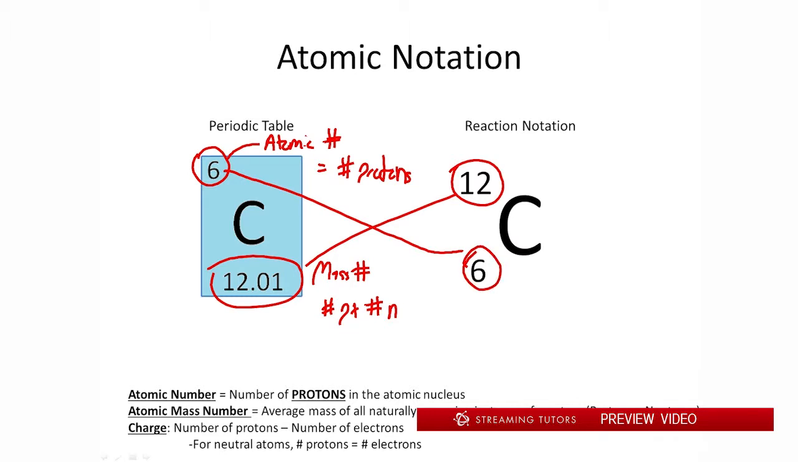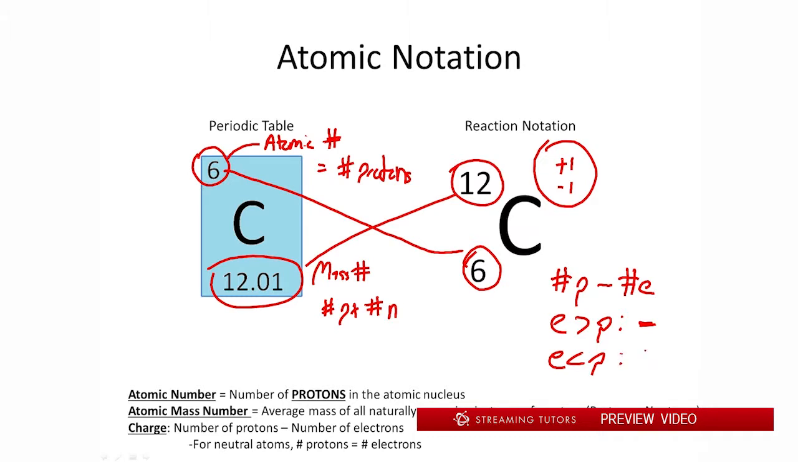And then lastly, if we had a charge, this is a neutral molecule, but let's say we had a charge up here, like +1, -1, whatever. Your charge on your molecule is just equal to the number of protons minus the number of electrons. So if we have more electrons than protons, we have a negative charge. If we have fewer electrons than protons, we have a positive charge. And if the number of electrons equals protons, we have no charge, an uncharged species. Okay?